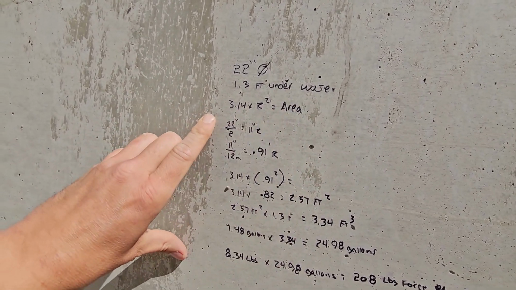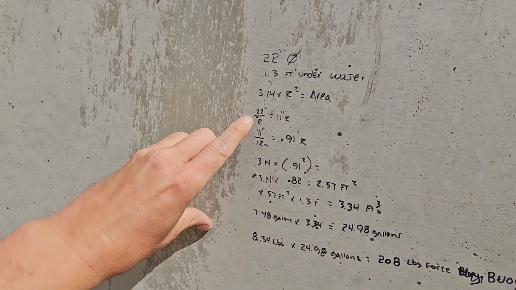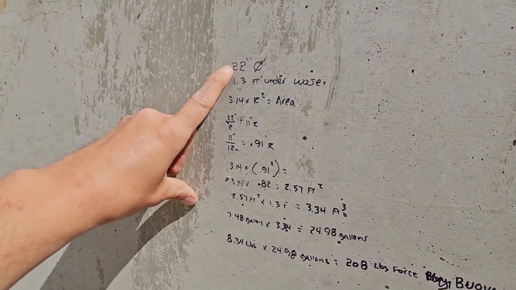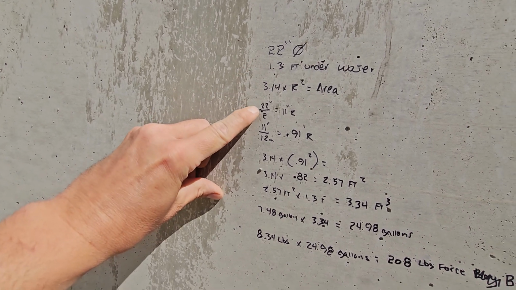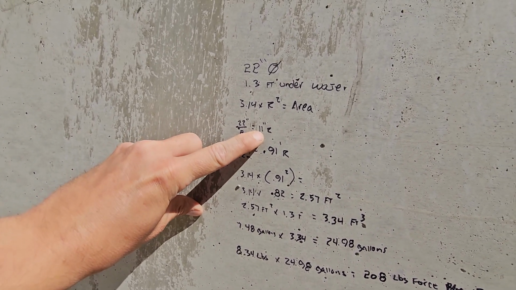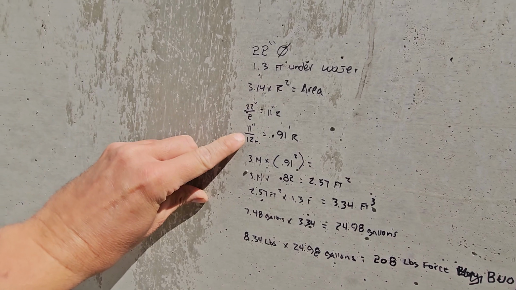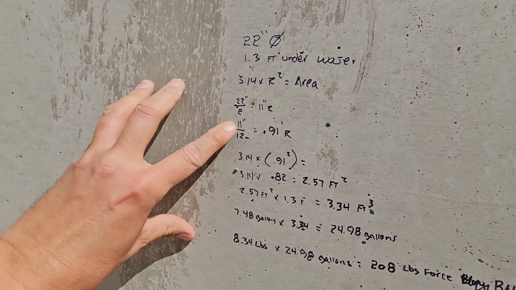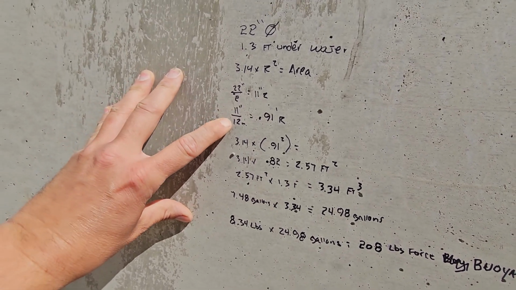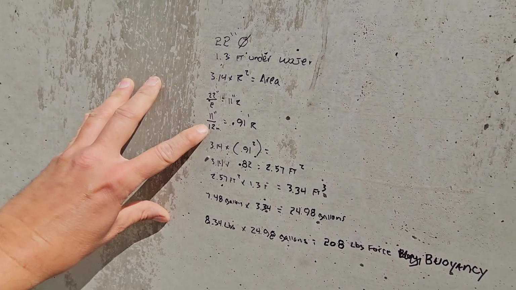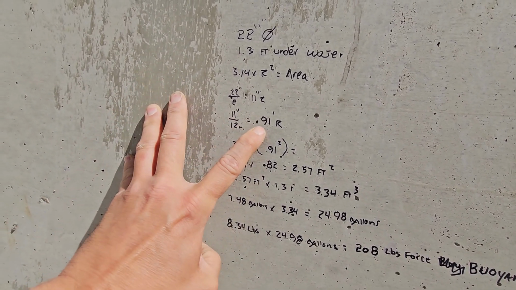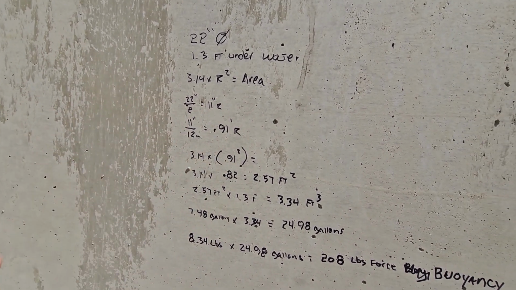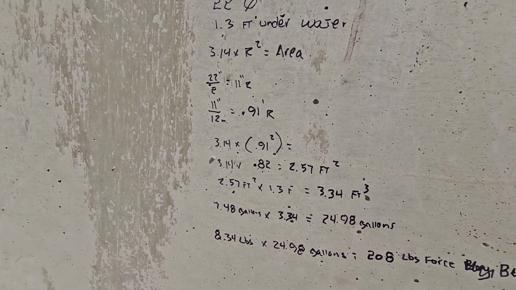That's the area. So to find the radius, we take the 22-inch diameter, so radius is half of a diameter. So 22 inches divided by 2, so I got 11 inches radius, okay? But my calculations I want in feet, not inches. So I need to convert 11 inches into feet. So 11 inches divided by 12 inches in a foot. So we got 0.91 feet radius, right? So 0.91 feet equals 11 inches.